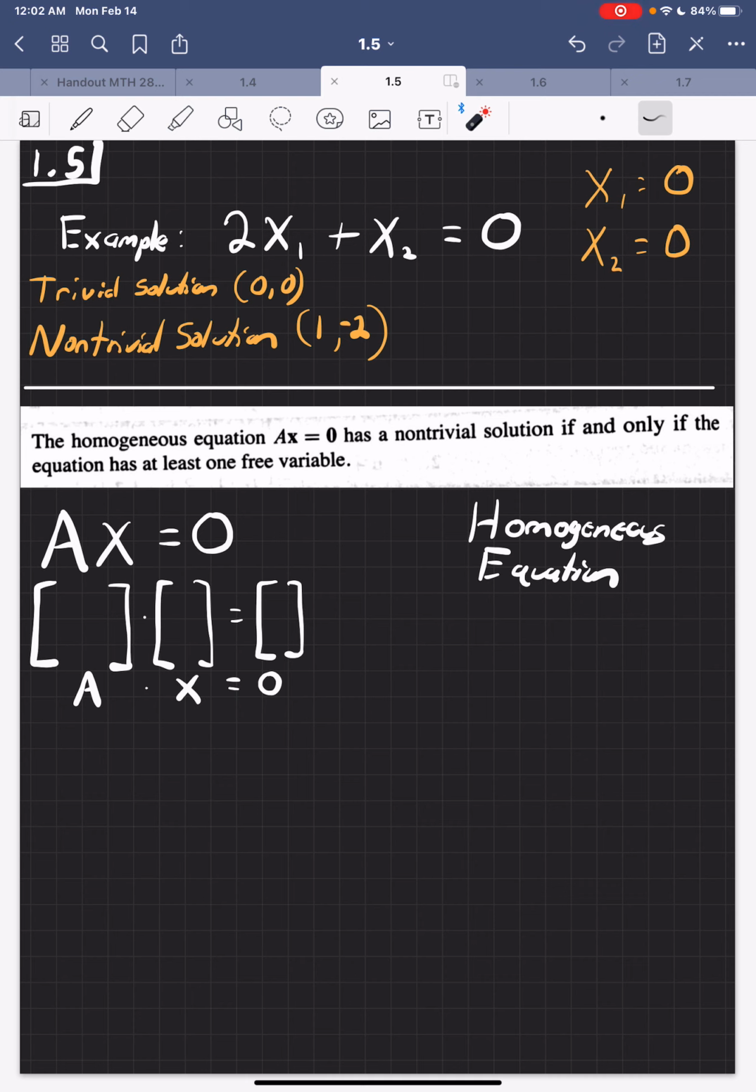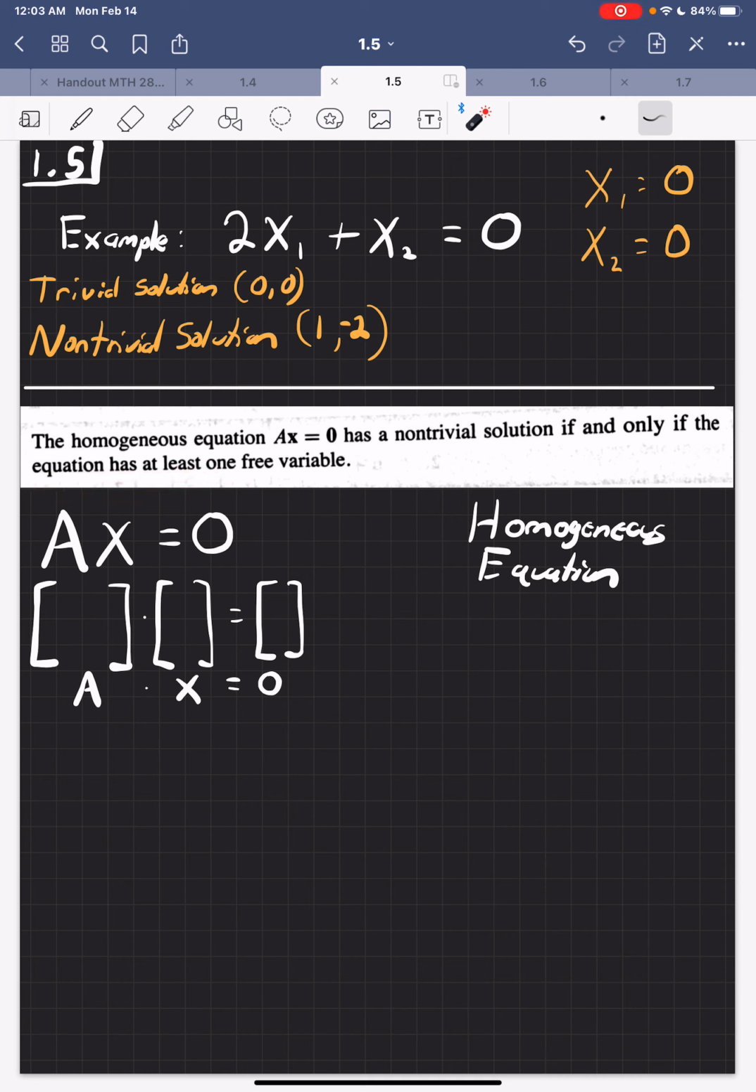Now, we do want solutions to homogeneous equations, but as I mentioned before, we want non-trivial solutions. In other words, just like 0, 0 is kind of a duh statement, if I make x 0, then the matrix times 0 will also equal 0. But again, that's not what we're interested in. So the homogeneous equation Ax equals 0 has a non-trivial solution if and only if, ready? If and only if the equation has at least one free variable.